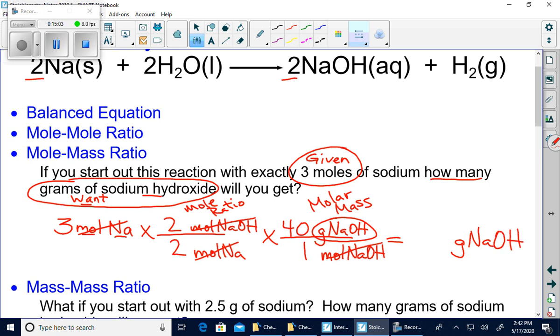So now I multiply what's on the top and divide by what's on the bottom. In this case, you have 2 over 2, so that's 1. You can just disregard that because you're multiplying and dividing by 2. So I'm going to take 3 times 1 times 40 divided by 1. So that's 120 grams of sodium hydroxide. And that's my answer.